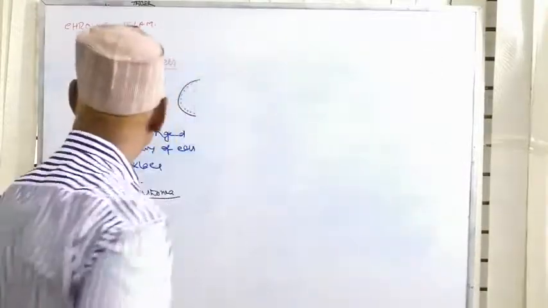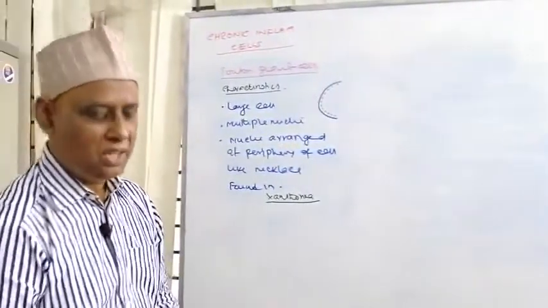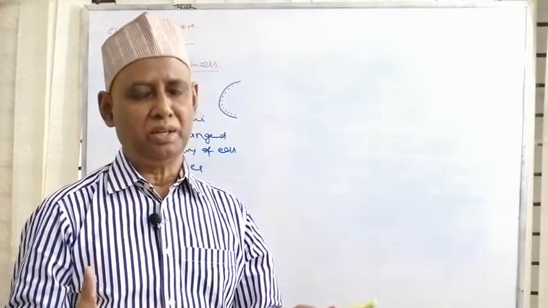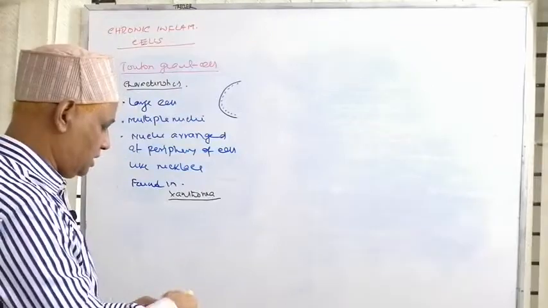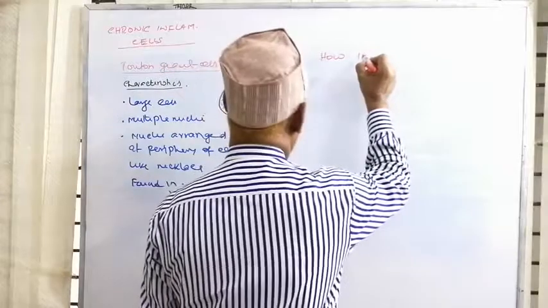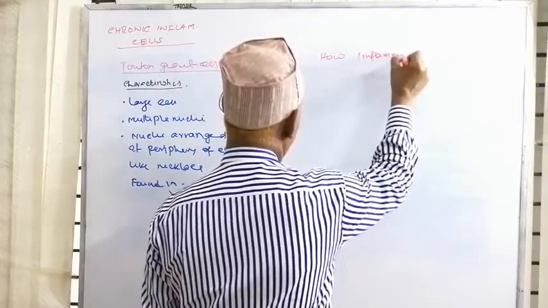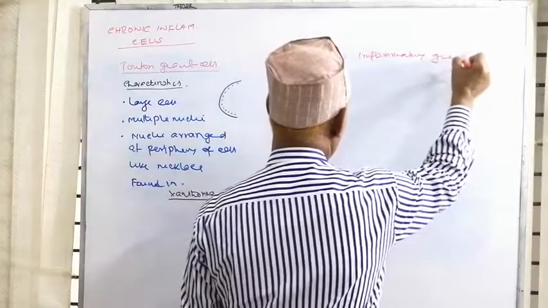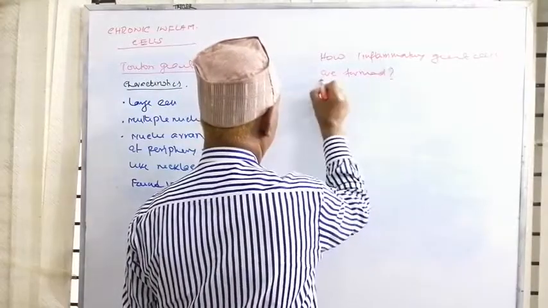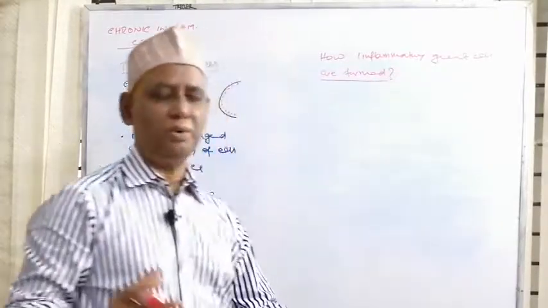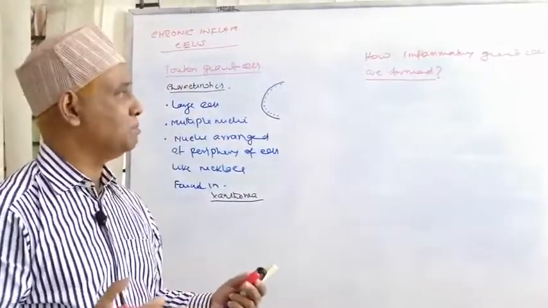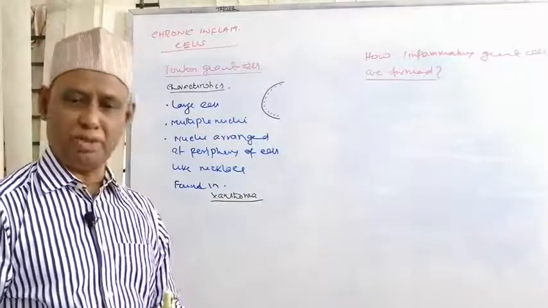Now come to how the foreign body giant cells are formed. A single cell containing multiple nuclei in chronic inflammation. How inflammatory giant cells are formed: dear audience, you know inflammatory giant cell is found in chronic inflammation and it is a large cell containing multiple nuclei. So how a single cell contains multiple nuclei, that is how inflammatory giant cells are formed.